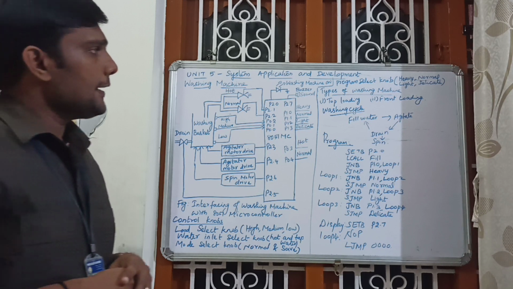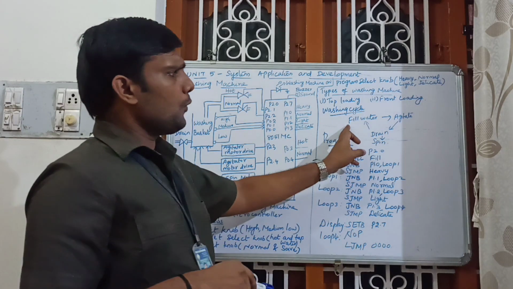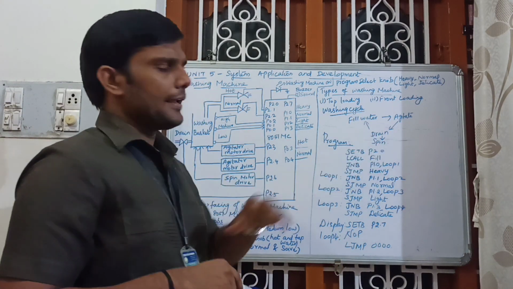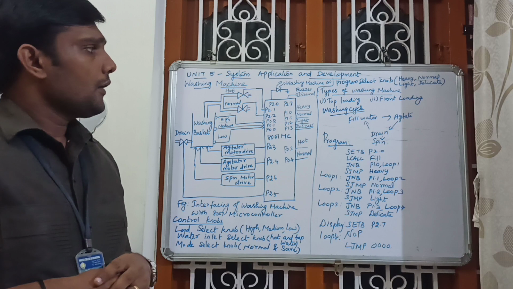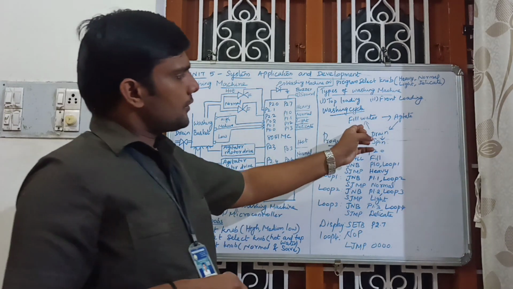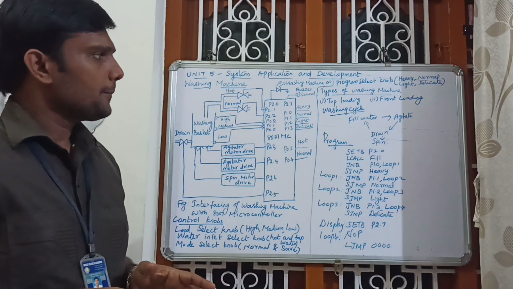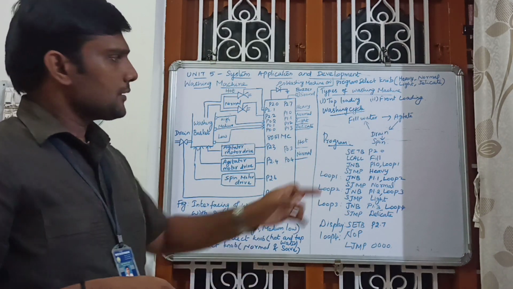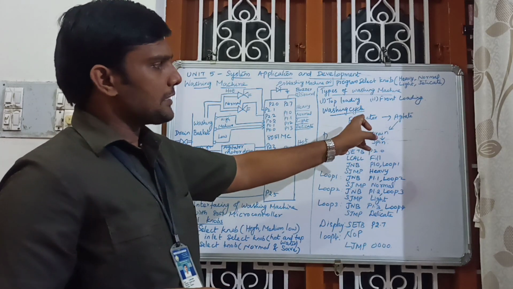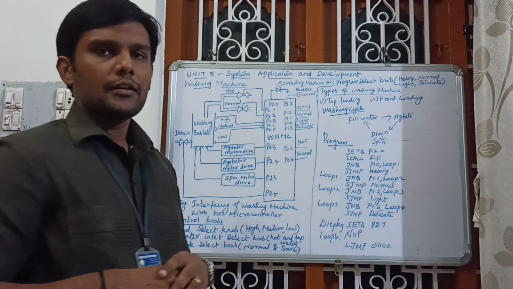Next, see the washing cycle: fill water, agitate, drain. According to the requirement, this cycle will be repeated a number of times based on the type of cloth. Fill water, agitate, drain. If it is completed, then spin.